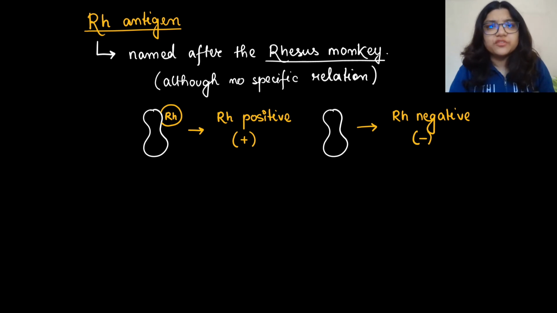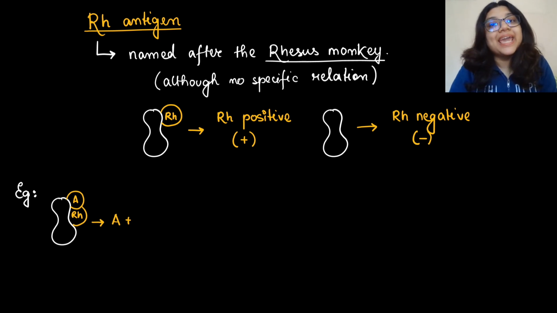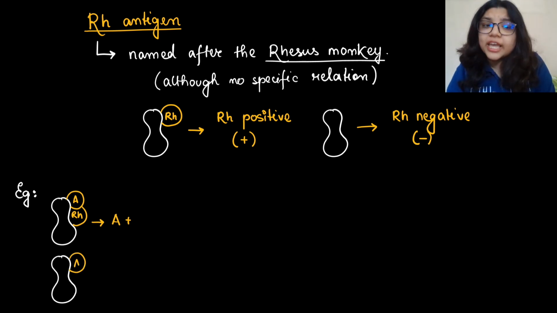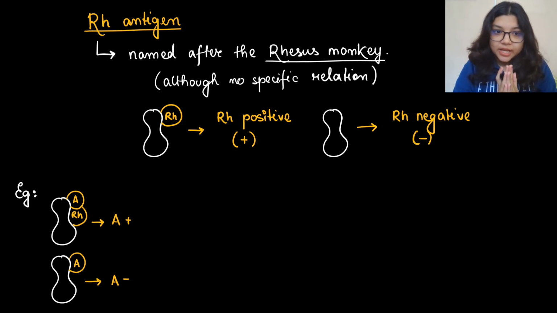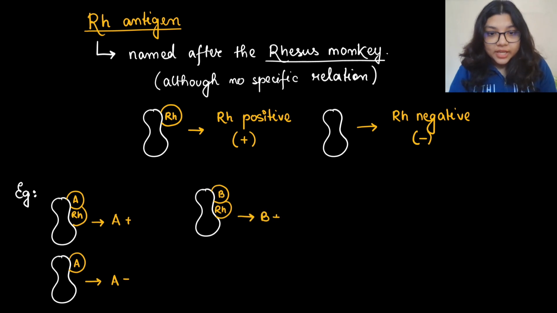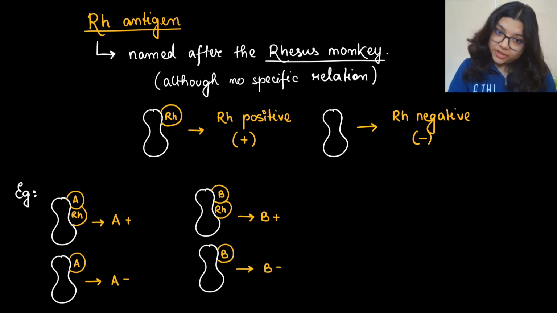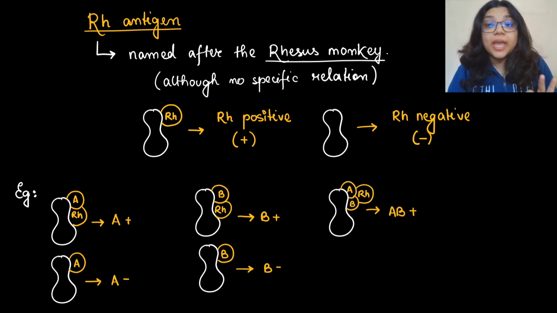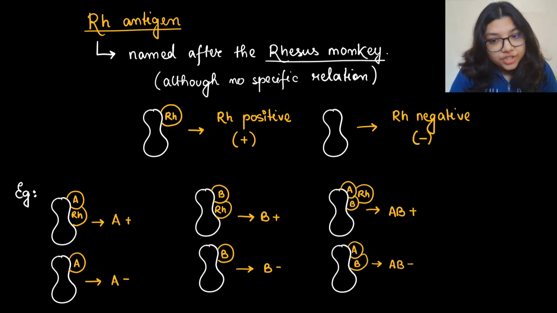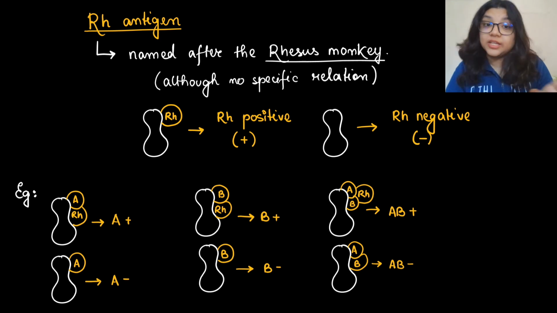Let us take a few examples. Say again, this is your RBC and on its surface you have A and Rh, both the antigens. So you call this person A positive. If you just have the A without the Rh, A negative. I guess this is understandable. Take another example. On the RBC, you have B and Rh, so it's B positive. And if you do not have the Rh, just B, then it is B negative. Take another example. Say on the RBC, you have A, B and Rh. This is AB positive. And say you do not have the Rh, in that case it is just AB negative. Take another example.